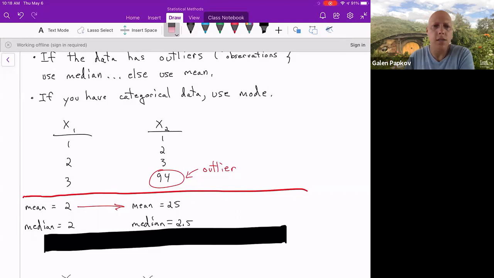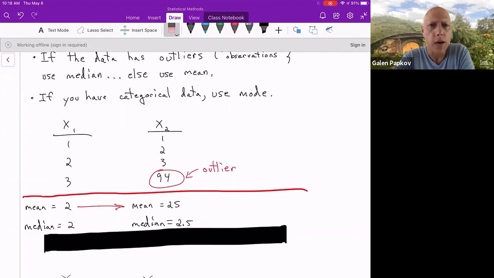And so over here, you could see the medians of the 2 data sets. And hopefully you could identify that the median did not change a whole lot. It only went up by 0.5. It changed from 2 to 2.5, whereas the mean changed from 2 to 25.